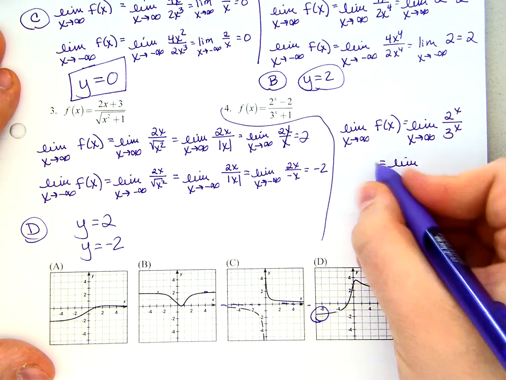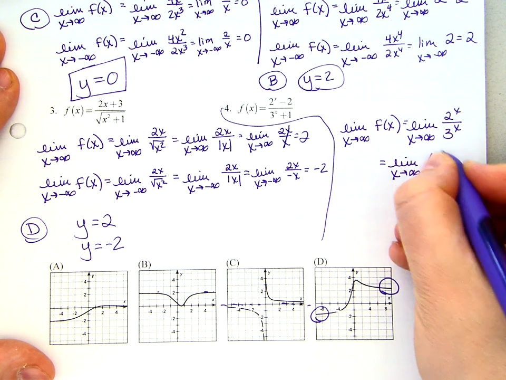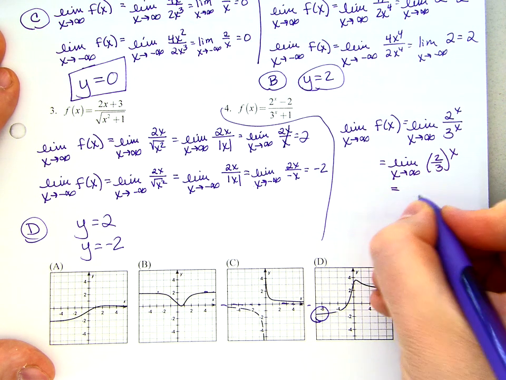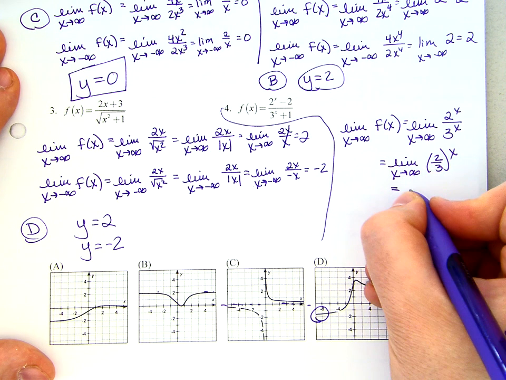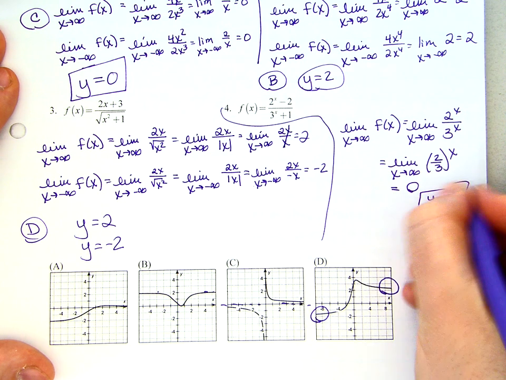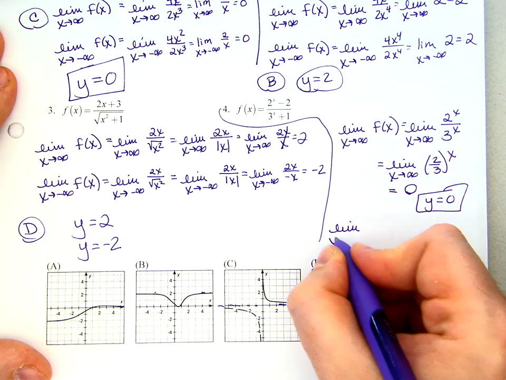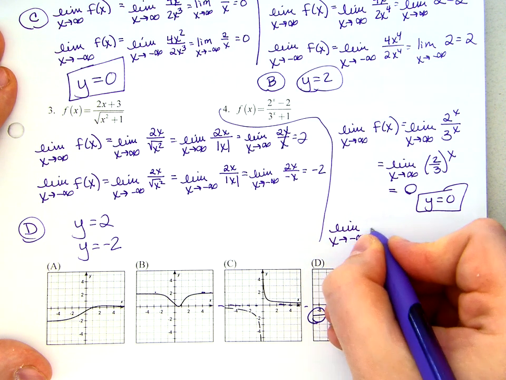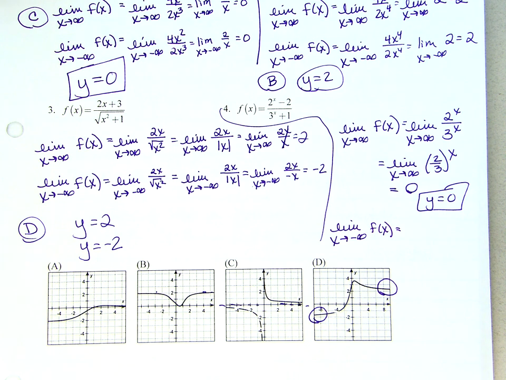This equals the limit as x approaches infinity of 2/3 to the x. 2/3 to a huge number, that thing is less than 1, so something less than 1 to a huge number is going to be 0. One of my equations is y equals 0. The other one is the limit as x approaches negative infinity of f of x. What do you get there?